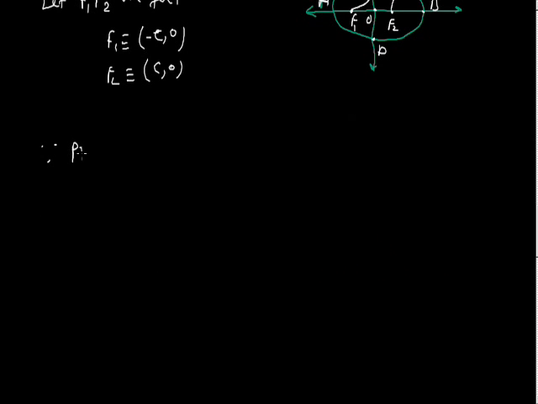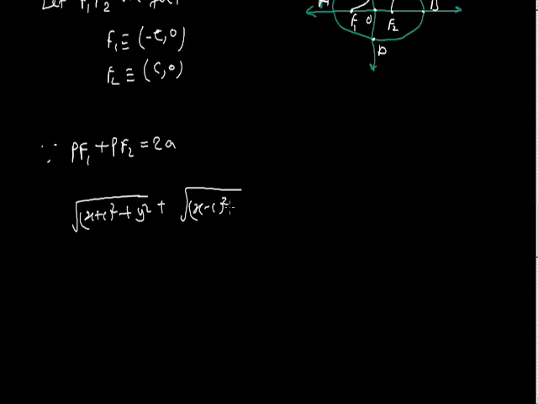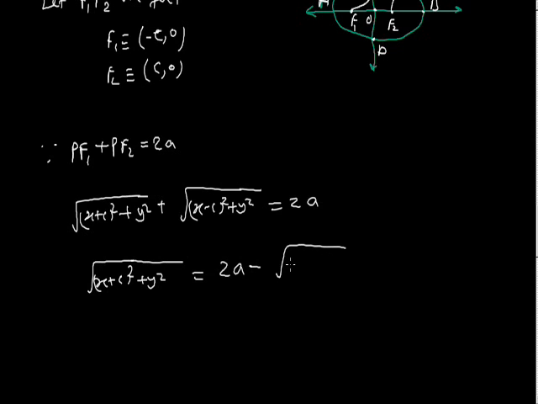We know that PF1 plus PF2 is equal to 2a. From here, PF1 is equal to the square root of (x plus c) whole square plus y square, according to the distance formula, plus the square root of (x minus c) whole square plus y square, which is equal to 2a. Now further we can write it as the square root of (x plus c) whole square plus y square, which is equal to 2a minus the square root of (x minus c) square plus y square.